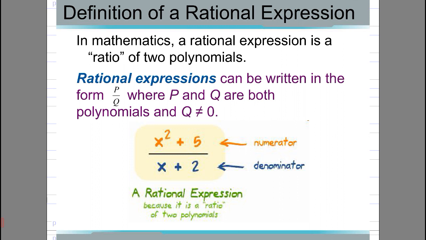So in mathematics, a rational expression is a ratio of two polynomials. Okay, so a good example right here, we have x squared plus 5, that's our numerator, and x plus 2 for our denominator. As long as the denominator is not 0, and that becomes pretty important. Okay, we cannot divide by 0.